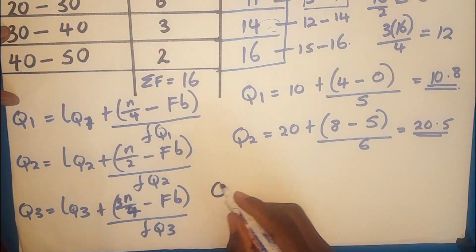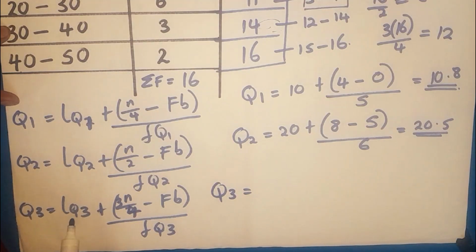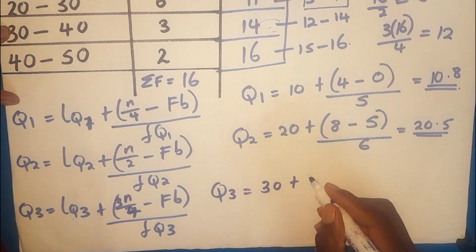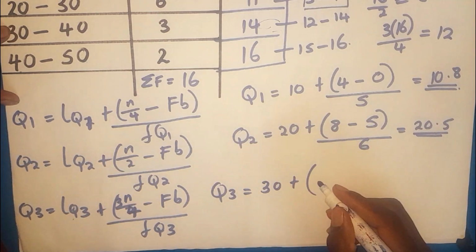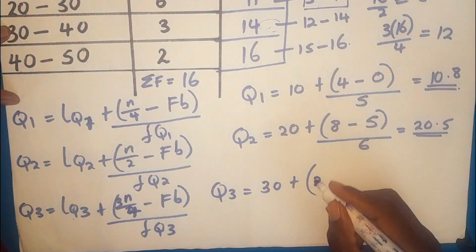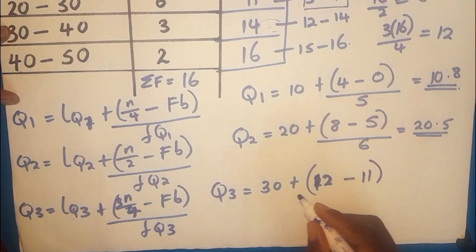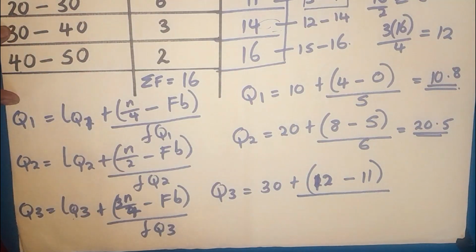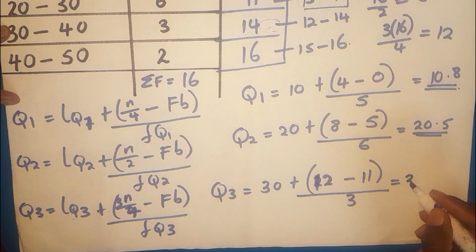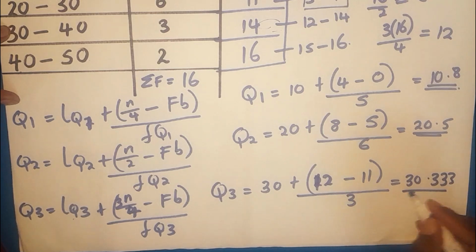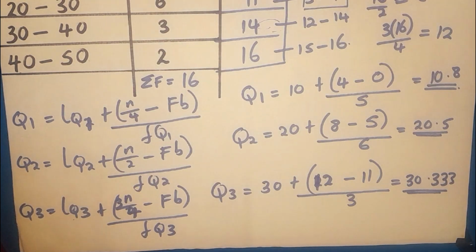So we are going to come here and fit in what we have. The lower class boundary here is 30, plus the value we've got here, 12, minus our FB. The cumulative frequency before our third quartile class is 11, over the frequency on our third quartile class, which is 3. Therefore our answer is 30 plus 12 minus 11 over 3, and we're going to get 30.33.